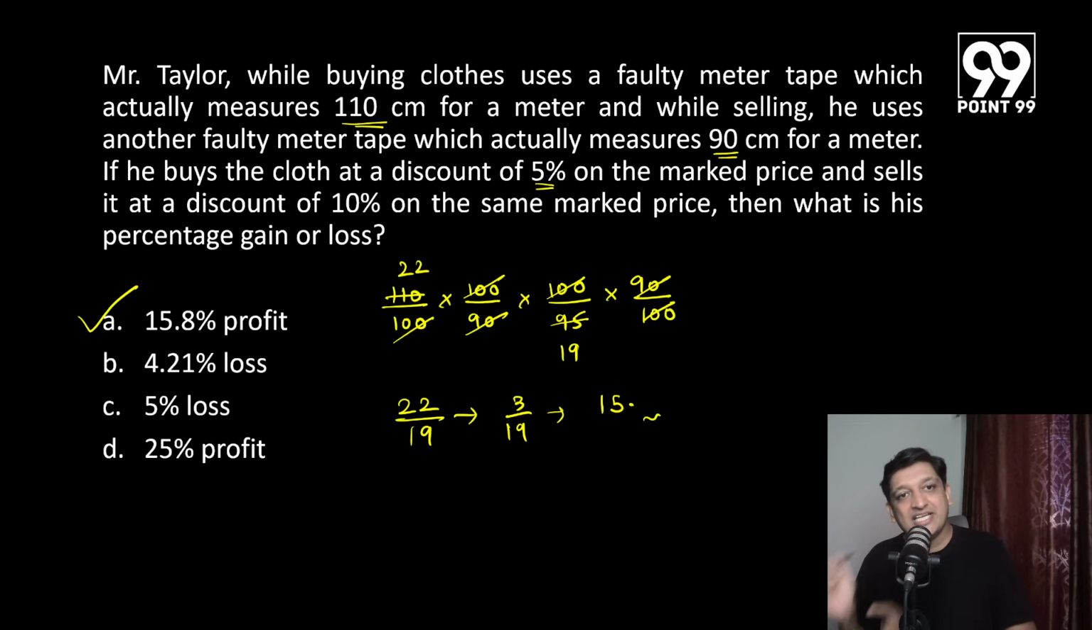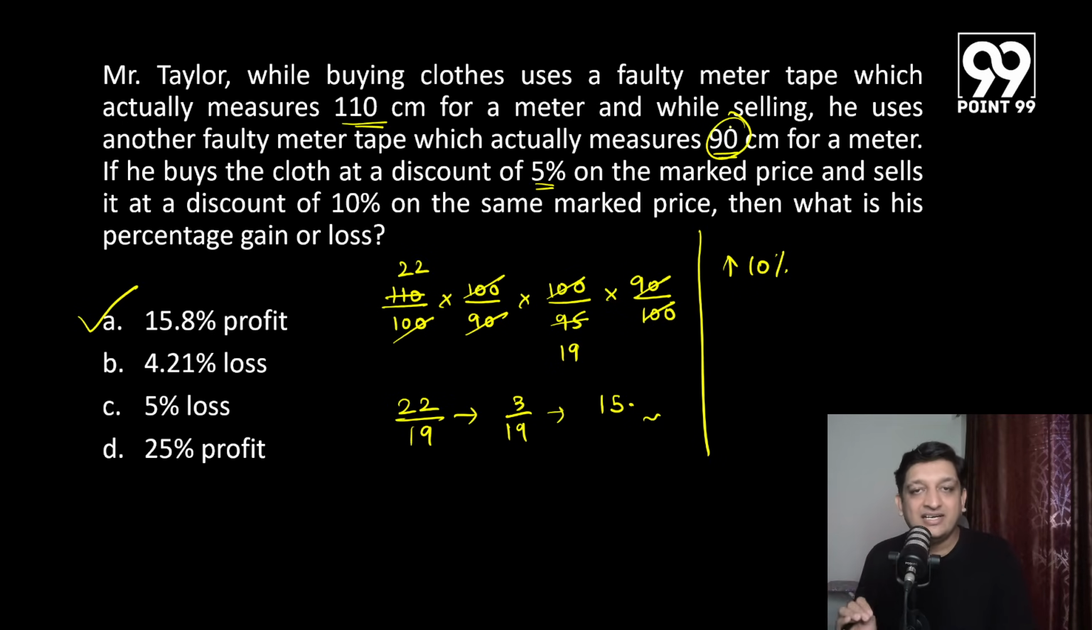But is there an easier way of looking at it? Absolutely yes. You can approximate the values and see what is happening here. 110 centimeters is 10% greater than a meter. So you can say that he is benefiting by approximately 10%. In the second case, he is measuring 90 centimeters against 100 centimeters. So you can again say that approximately he is benefiting by 10%.